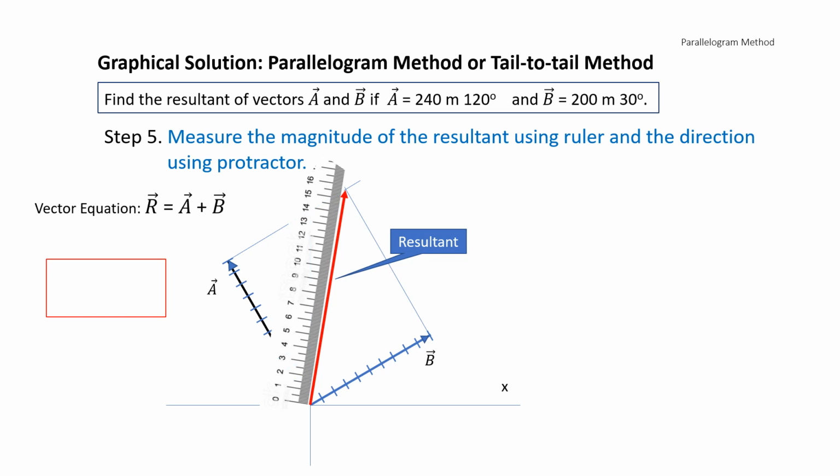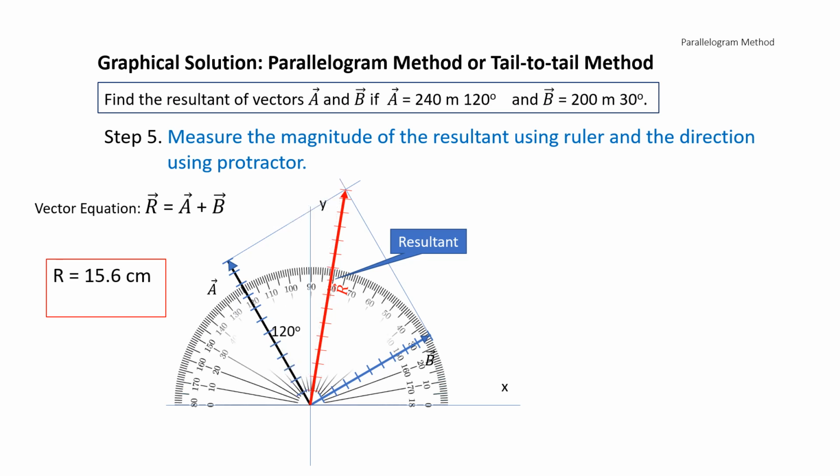Using the ruler, the resultant R is 15.6 centimeters. And using the protractor, the direction is 80.2 degrees. These measures are the measures of illustrated vector. So inasmuch that the resultant vector lies on the first quadrant of the x and y axis, the direction of the resultant is equal to the measured angle.